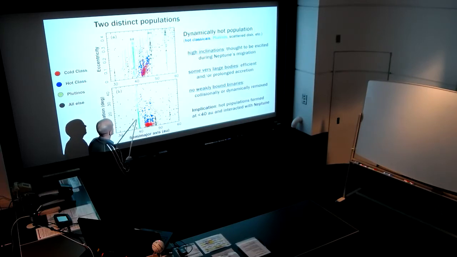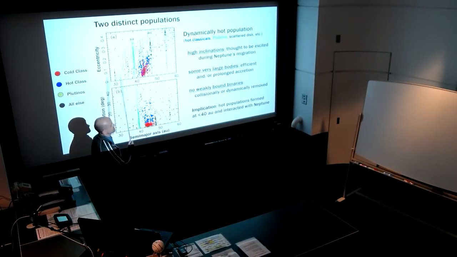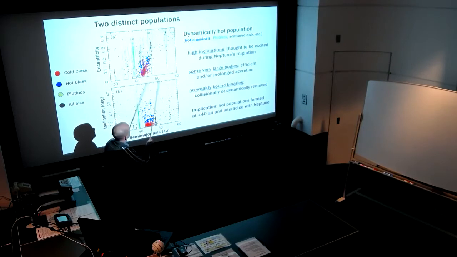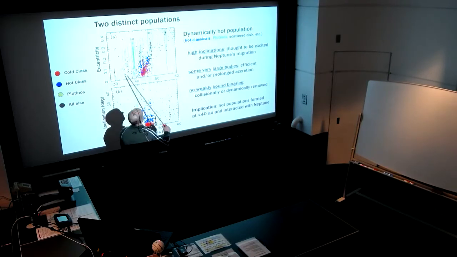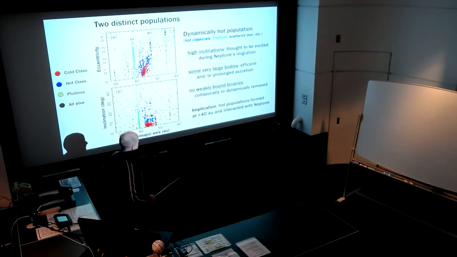Now the second population is that of dynamically hot objects. Well, these are the blue, green, and black symbols here. They include the hot classicals, which are in the classical belt but have higher inclinations and higher eccentricities. Plutinos in the 3-2, Twotinos, other resonant populations, and also the scatter disk, which is this disk extending to a large semi-major axis, which stays coupled. These are the bodies coupled to Neptune.